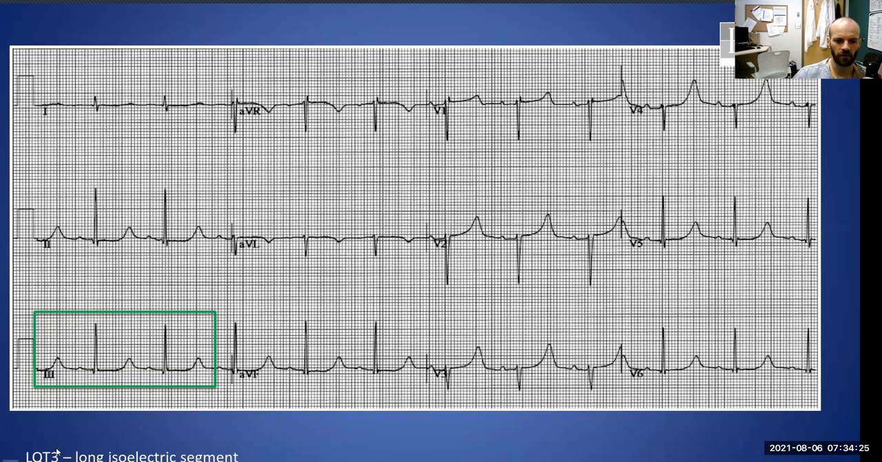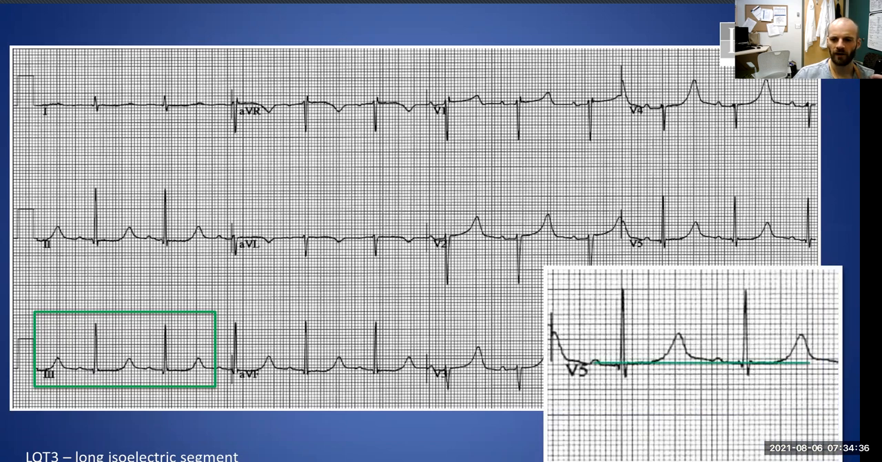If we look at this one here, another example, this is an example of long QT3. Here, you see we've got our long isoelectric segment before we get to our T wave. So once again, isoelectric line, tangent for the end of our T wave, put our markers in. Our absolute QT interval here comes out as about 560. Our RR interval is 0.93 seconds, so getting close to 60 beats a minute, which means that there's not that much of a correction this time. So our corrected QT is a whopping 580 milliseconds.